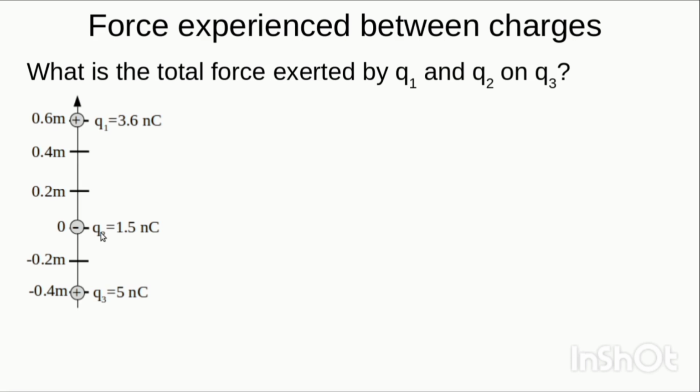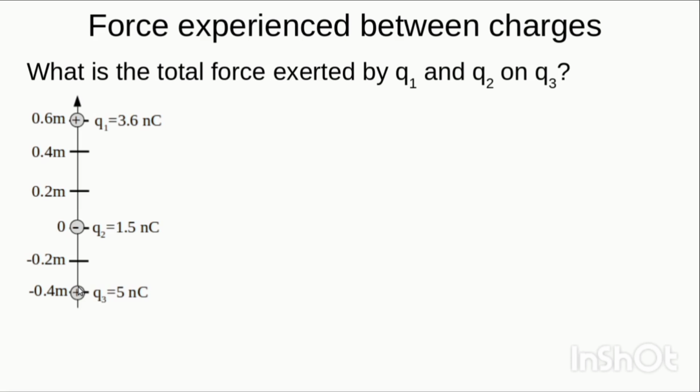From there, we notice that we have three charges, Q1, Q2, Q3. Q1 is a positive charge, Q2 is a negative charge, Q3 is a positive charge. So we are asked to find the force exerted by Q1 on Q3 and Q2 on Q3. If you take a look at this diagram, you notice that the force between this one is attractive, while the force between this and this is repulsive.